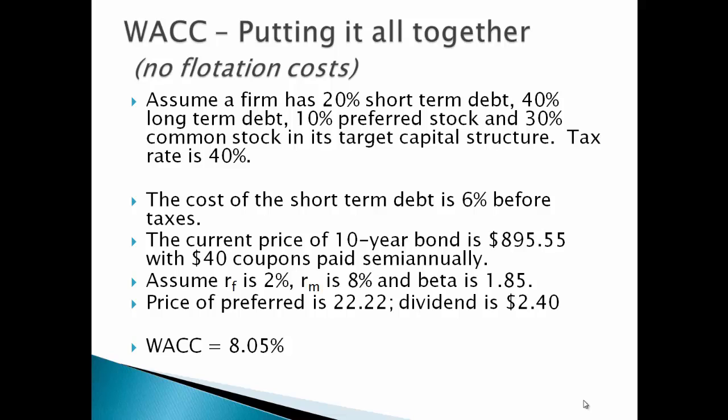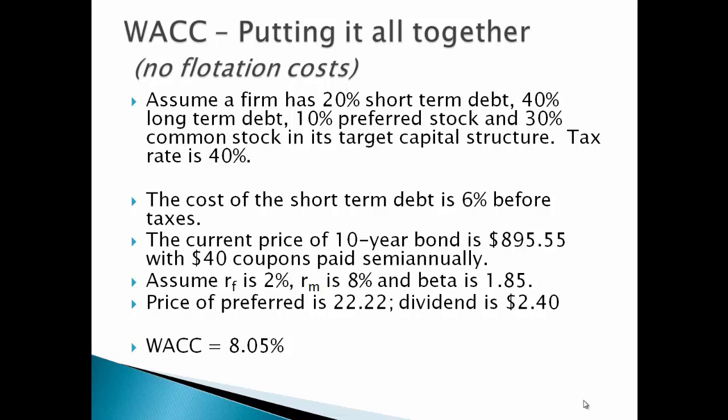Now, I don't know if I've mentioned this in the last video, but the target capital structure is the appropriate metric to use for the weights, for the proportions. We wouldn't look at what a firm did in any particular year. We would want to be concerned with what the overall strategic direction for the firm is, and that should be captured in its target capital structure. And we also are going to assume that the marginal tax rate is 40%.